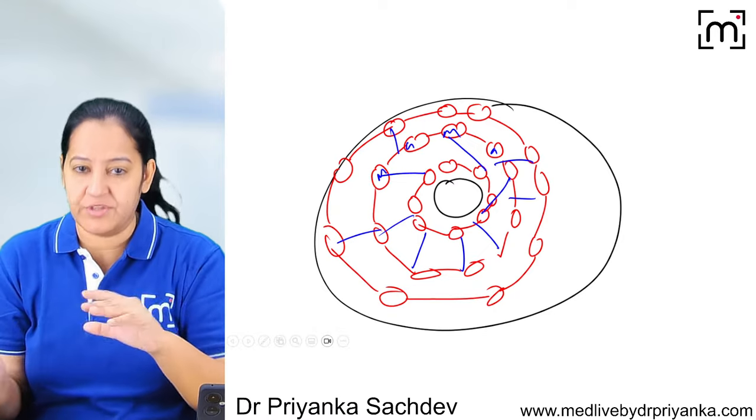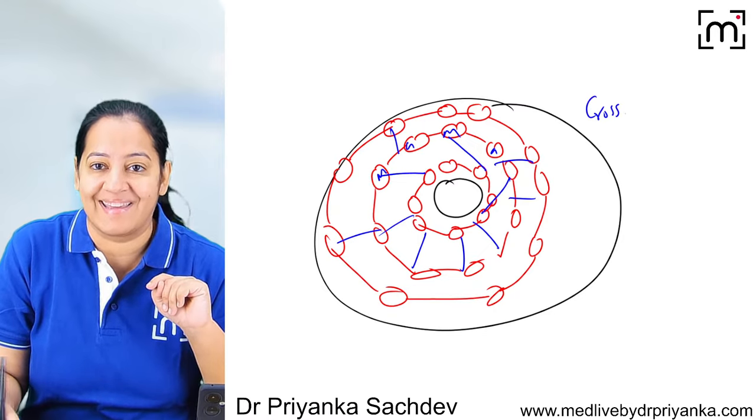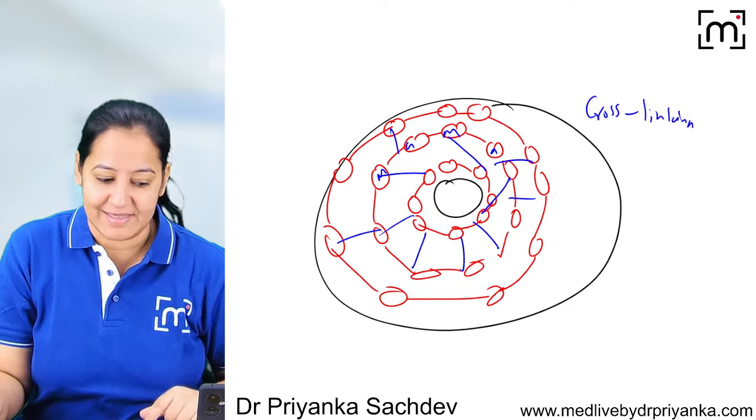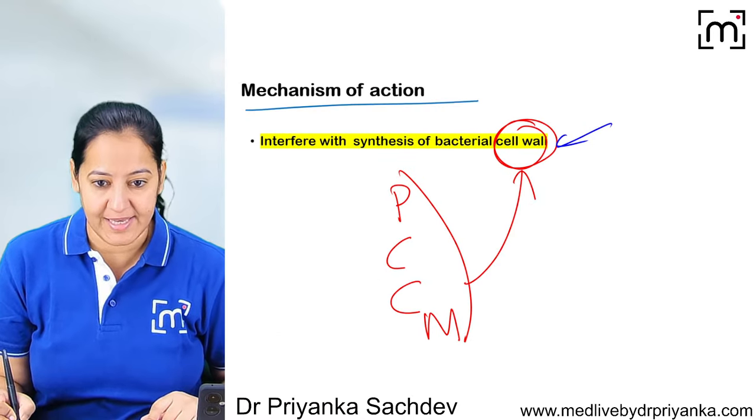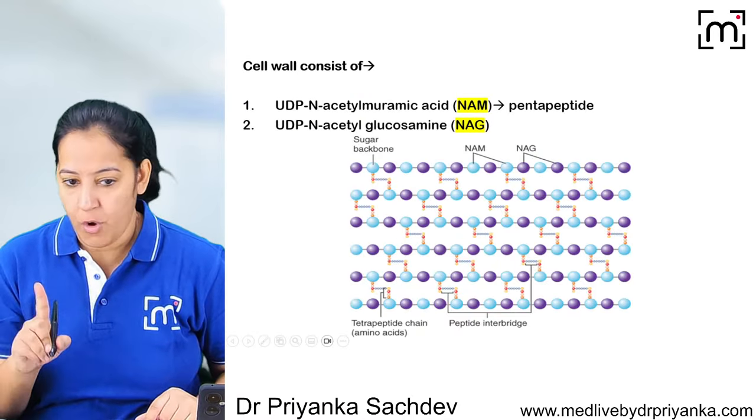The NAM is interconnected. I will show you the diagram. So this is known as cross-linking. And this is how the cell wall gets synthesized. Say yes if you all got it. Please respond in the chat box. You got it? Can I go?